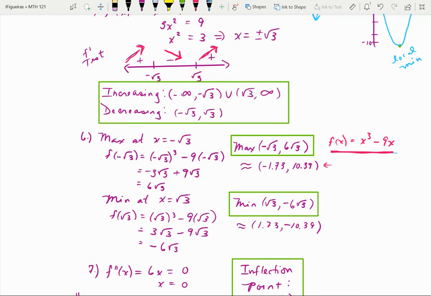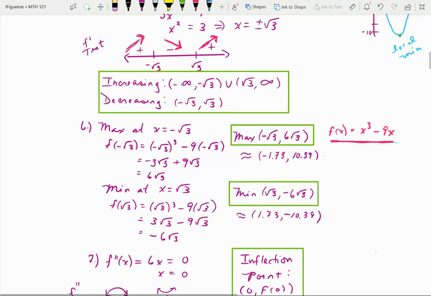Positive root 3 is a minimum because before positive root 3, the graph is decreasing, and then after root 3, it's increasing, meaning I have a minimum value. And if you do the same work, you get that root 3, negative 6 root 3 is your minimum point. All right, so we move on to the second derivative.